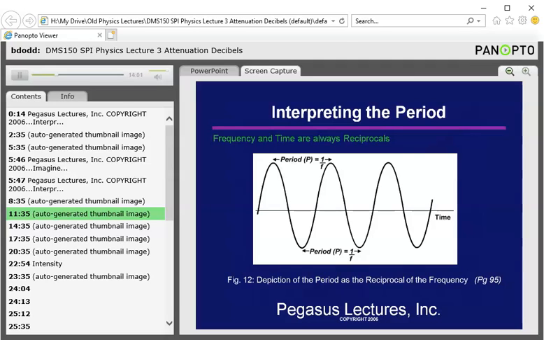As it drops, we measure that ratio of drop in what we call decibels. So a decibel, the loss of intensity, will be 10 log, and then your initial intensity divided by your final intensity, or your final intensity divided by your initial.